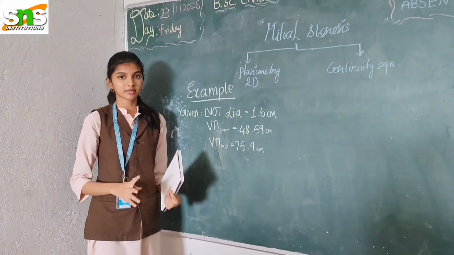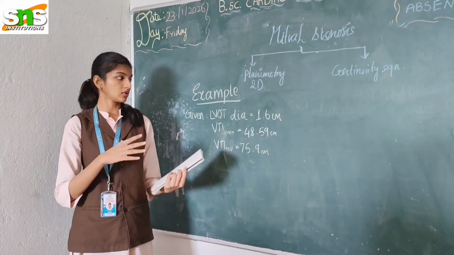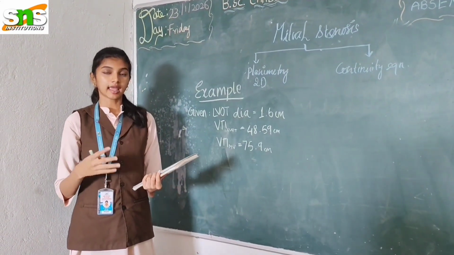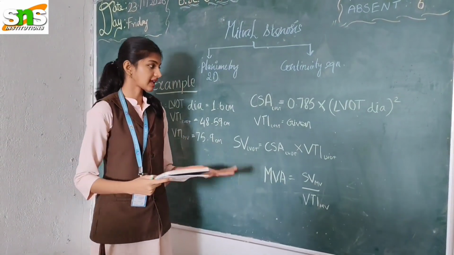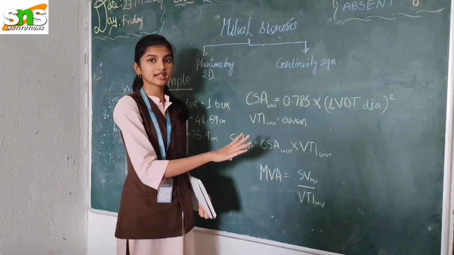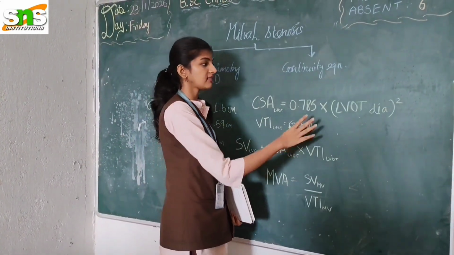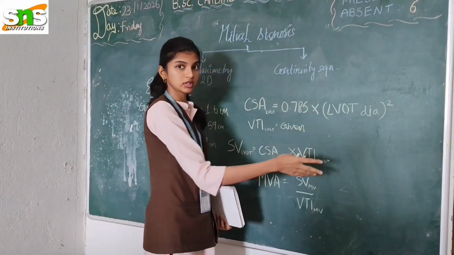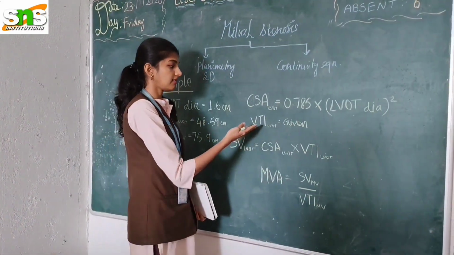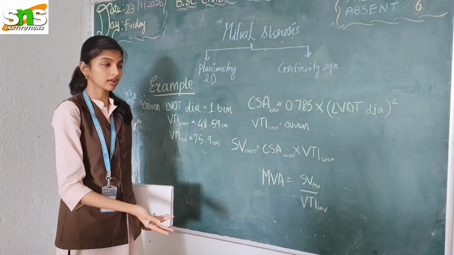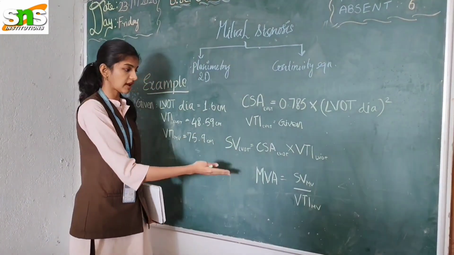So with this given information, we are going to calculate the stroke volume of LVOT, and with that we are going to also calculate the MVA. These are the formulas which we'll be using. It is actually pretty simple. First we have to find the cross-section area of LVOT, for which the formula is 0.785 into the square of the LVOT diameter, for which we already have the value. And then we have VTI, for which the value is also given. By calculating these two, we will be able to find the stroke volume of LVOT.